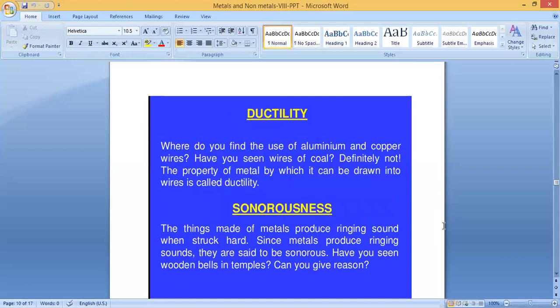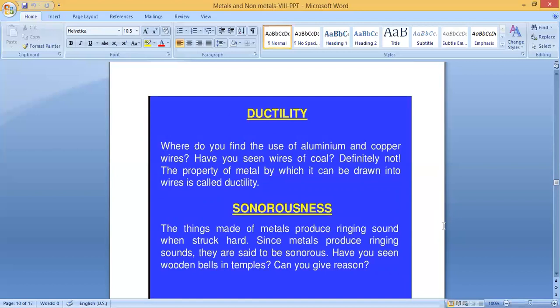Ductility means, where do you find the use of aluminum and copper wires? Have you seen wires of coal? Definitely not. The property of metal by which it can be drawn into wires is called ductility. So that is the second characteristic of metals. Inside the cable you can see copper wires, because metals can be made into thin wires. That property is known as ductility.